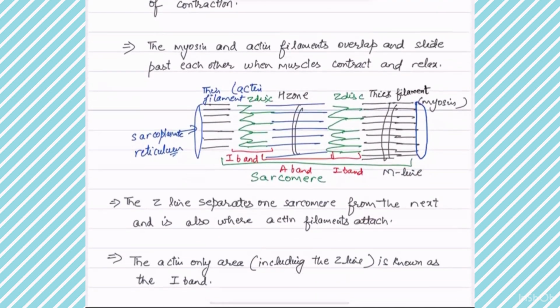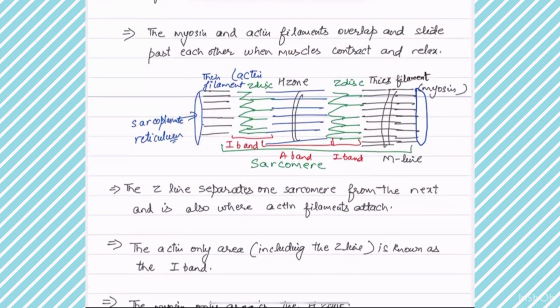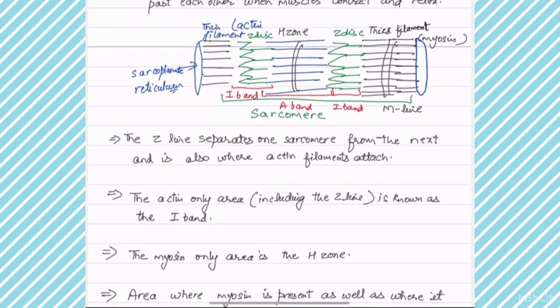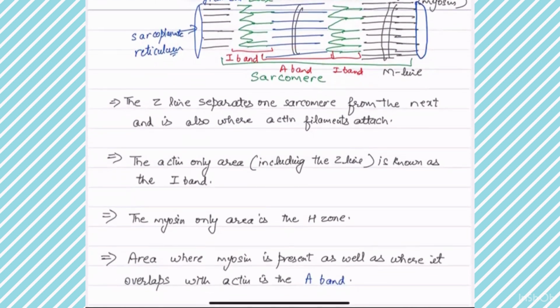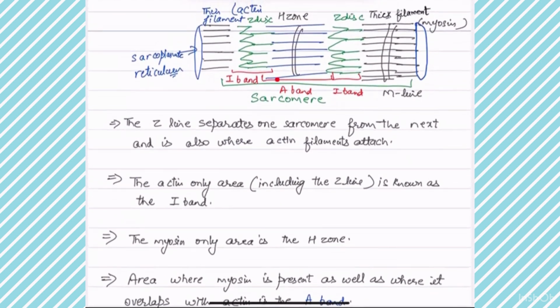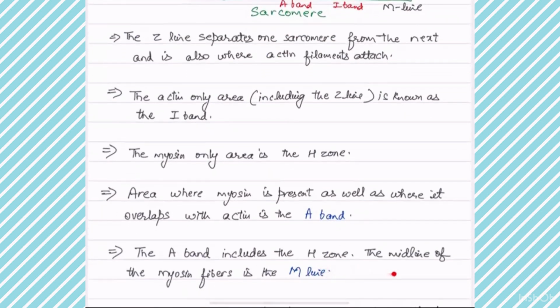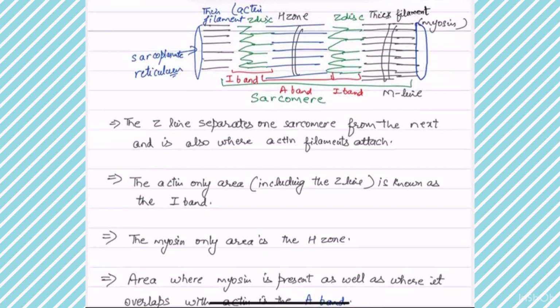The myosin and actin filaments overlap and slide past each other when muscles contract and relax. This is a sarcomere showing thin and thick filaments. The Z line separates one sarcomere from the next and is also where actin filaments attach. The actin area, including the Z line, is known as the I band. The myosin-only area is the H zone. The area where myosin is present, as well as where it overlaps, is the A band. The A band includes the H zone, and the midline of the myosin fiber is the M line.